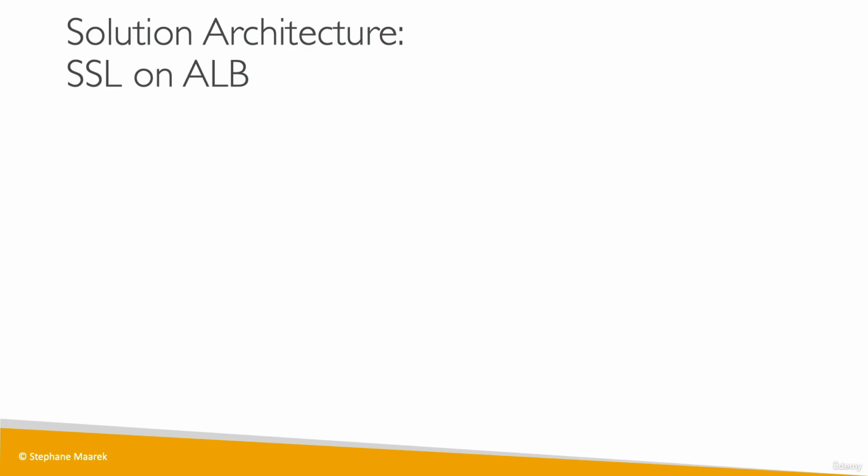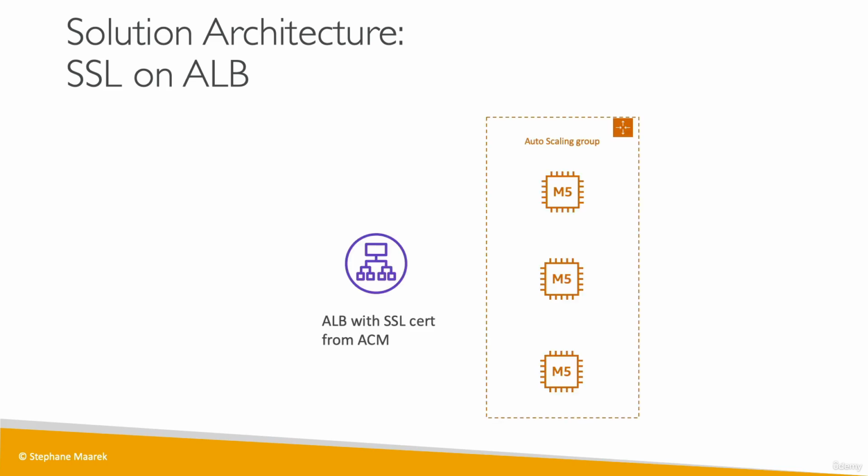Let's discuss some solution architecture when using SSL with a load balancer. So we have this classic architecture where we have an autoscaling group and maybe an application load balancer that has an SSL certificate loaded onto it thanks to ACM. So our users are able to access our load balancer using HTTPS, and then our load balancer can be set up to talk to our EC2 instances using HTTP. That is something very simple, scalable, it works really well, it's classic.